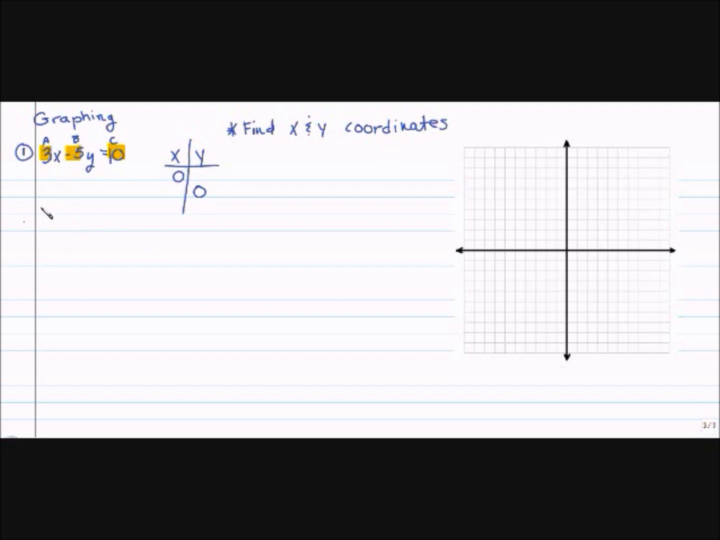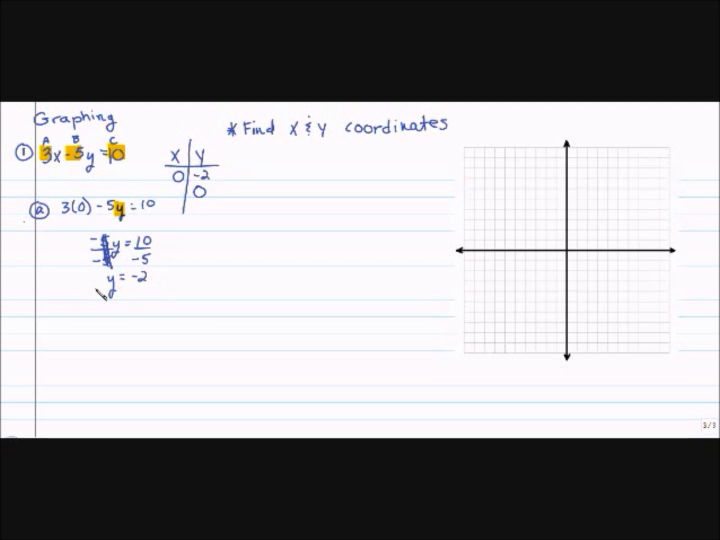Okay, so step 1, or step A. 3 times 0 minus 5y equals 10. The key here is notice when I plug in 0 in for x, y is my only variable, so that's what I'm going to solve for. 3 times 0 is 0, I'm not going to write it. Minus 5y equals 10. Solving for y, so I'm going to divide by negative 5. Y equals 10 divided by negative 5, which is negative 2.